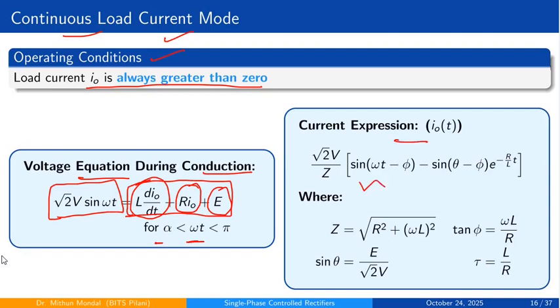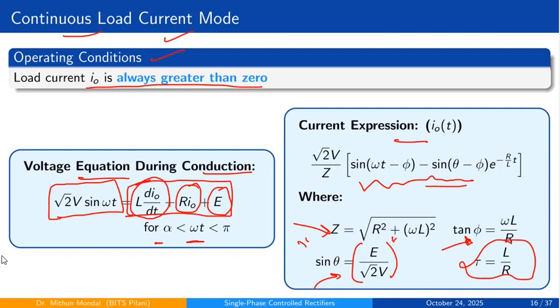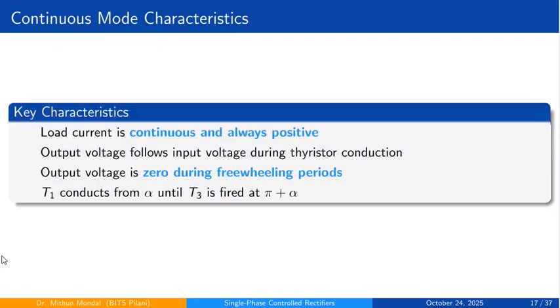The current expression, having the steady state as well as the transient part, will depend upon the load impedance. It will depend upon the load power factor angle, that is tan phi, which we can compute, and the sin theta also, which is computed by E by root 2 V. So all these things we have discussed in the previous lectures in detail, and the time constant is again L by R. So this is the current expression that we have in the RL load combination.